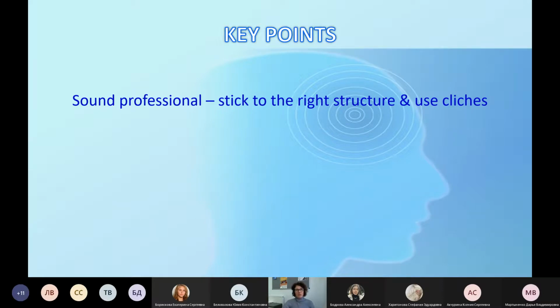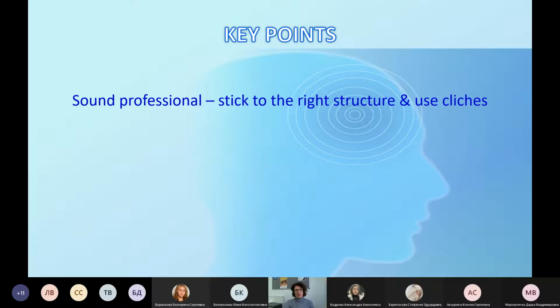The first one is that you have to stick to the right structure. That is, the motivation letter has to be divided into paragraphs, and each paragraph has its own content. The second thing is that you have to use cliches, that is, specific idioms, transitions, and so on, which are always used in such letters and which also help you to sound professional.